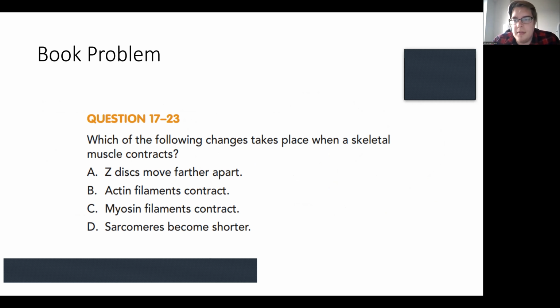Actin filaments contract. Actin doesn't contract. Myosin filaments contract. Myosin does not contract. So sarcomeres become shorter is the answer. Sarcomeres, if you remember, are the subunits of muscle cells. And when muscle contracts, the sarcomere gets shorter. That is the answer. Contraction, shorter. Again, if you have any questions, feel free to reach out.